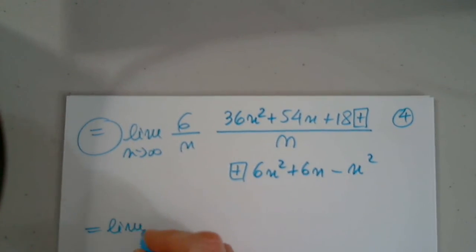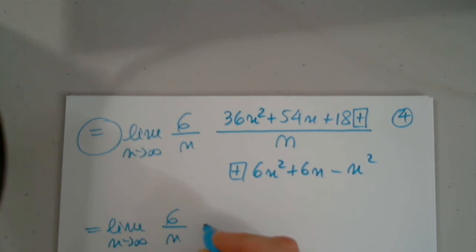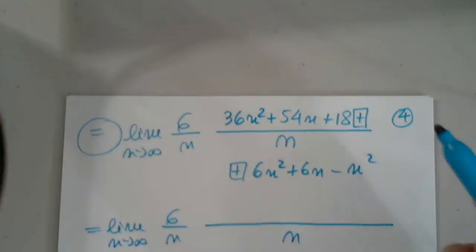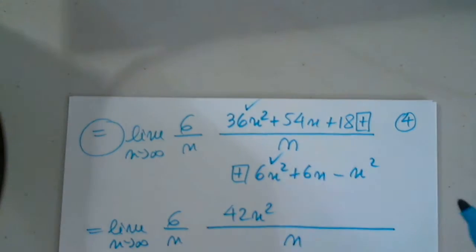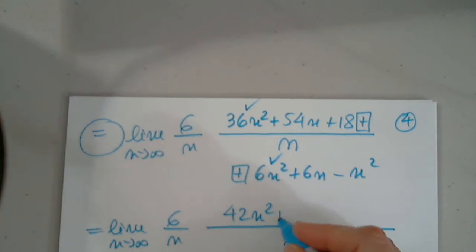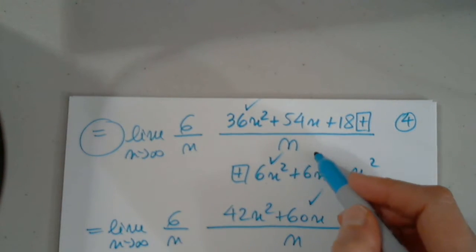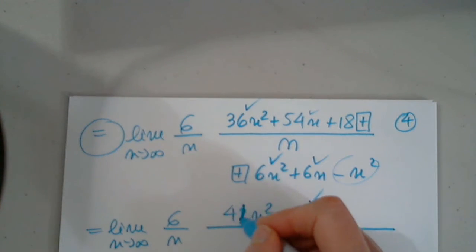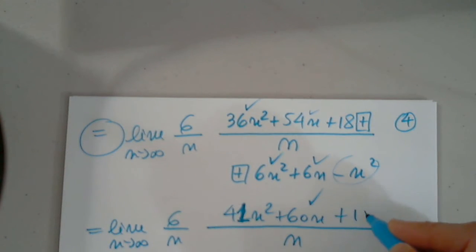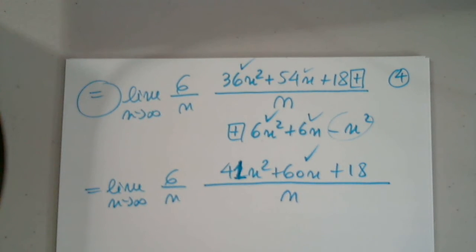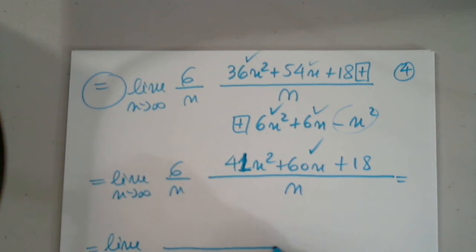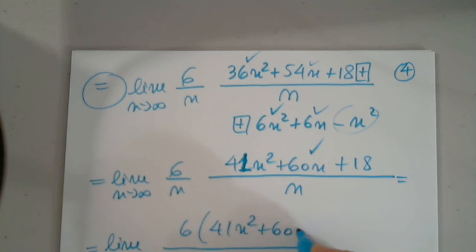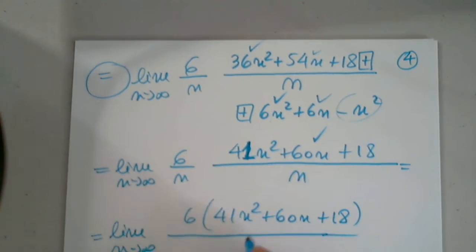Okay, so then this is limit as n approaches infinity, 6 over n. 36 plus 6, 42n squared. These are accounted for. 54 and 6 plus 60n accounted for. Oh, minus n, 41. And plus 18. At this point you can stop, but let's say we don't see it yet. So this is 6 times 41 n squared plus 60n plus 18 over n squared.